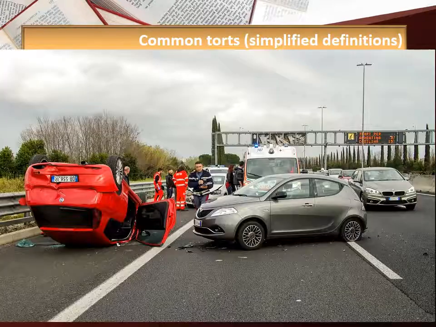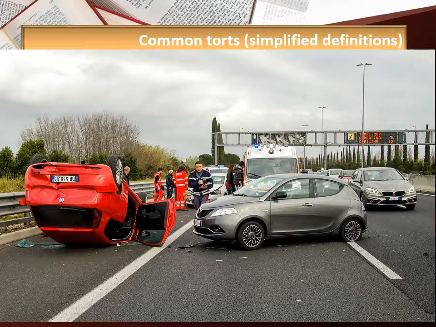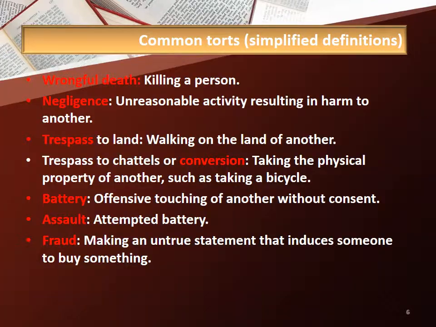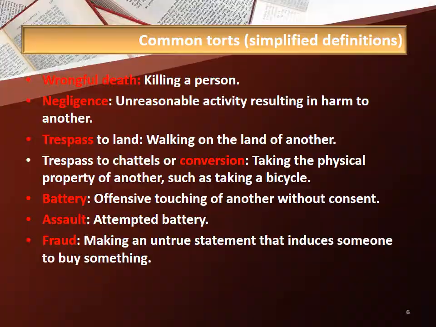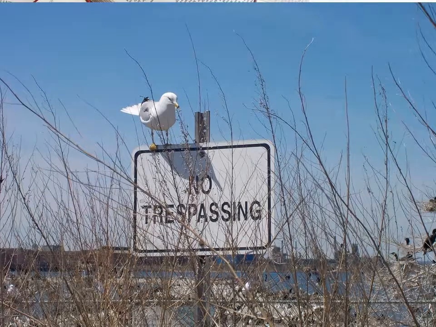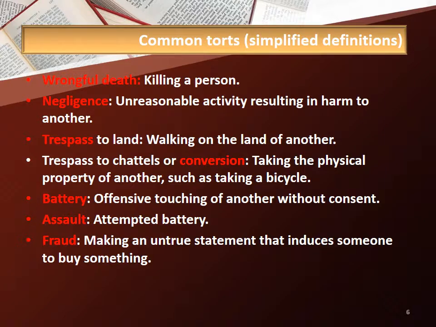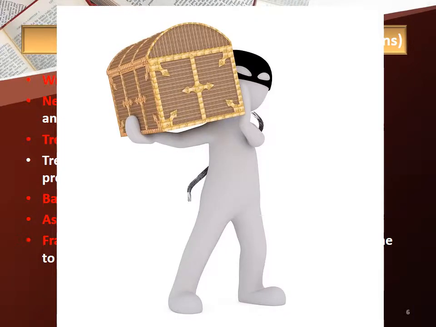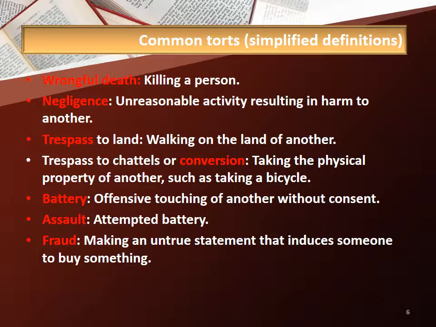Wrongful death. Wrongful death is killing a person. Do not confuse this with the crime of murder. Negligence. Negligence is unreasonable activity resulting in harm to another. Trespass to land. Walking on the land of another. Trespass to chattels or conversion. Taking the physical property of another, such as taking a bicycle.